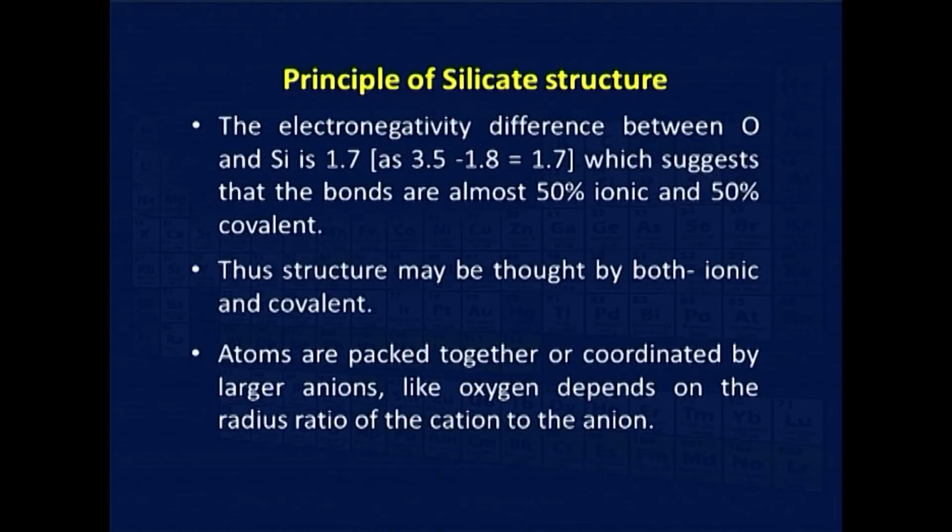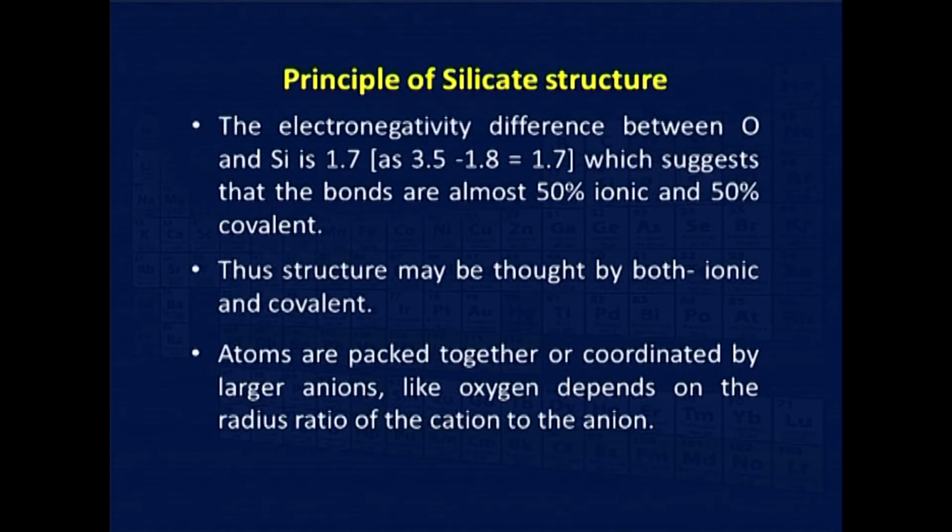The electronegativity difference between oxygen and silicon is 1.7, as written here, 3.5 minus 1.8. Their electronegativity values give the difference as 1.7, which suggests that the bond is almost 50% ionic and 50% covalent. Thus, the structure may be thought of by both the ionic and the covalent concepts.